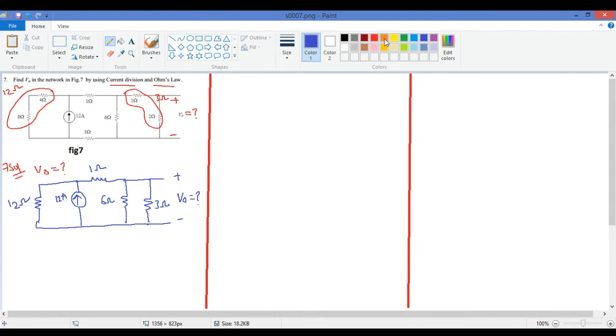Okay, now from this again it is clear that both of them are in parallel. So if 6 is parallel with 3, then the equivalent resistance is how much? 6 into 3 by 6 plus 3 is 9, so 2 ohms. Okay, so I get the 2 ohms. Now this 2 ohms, how will I put it, it is coming in series with 1 ohm, like this.